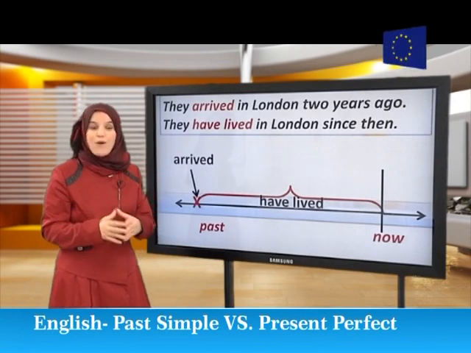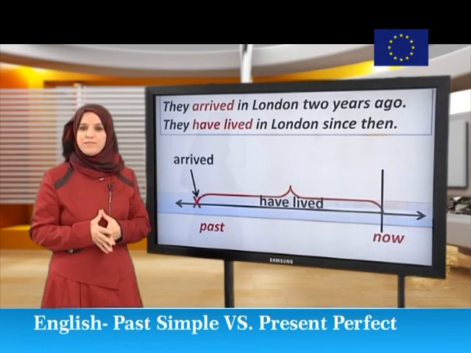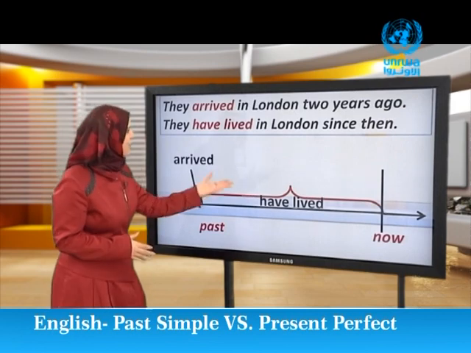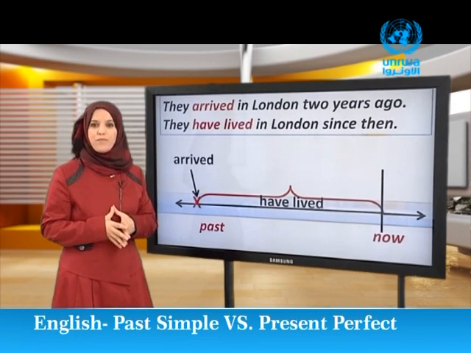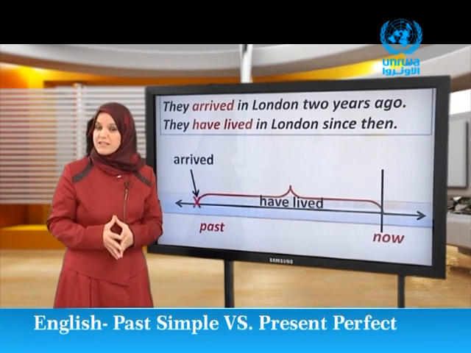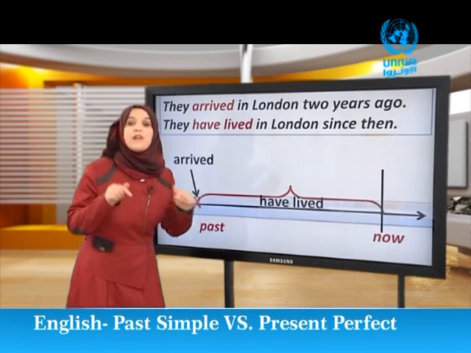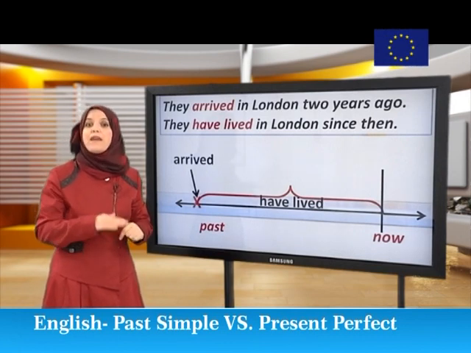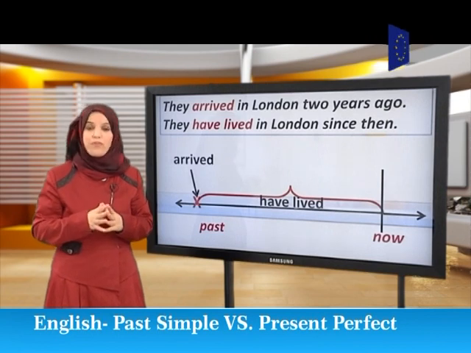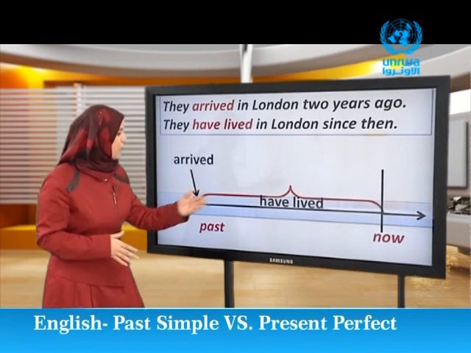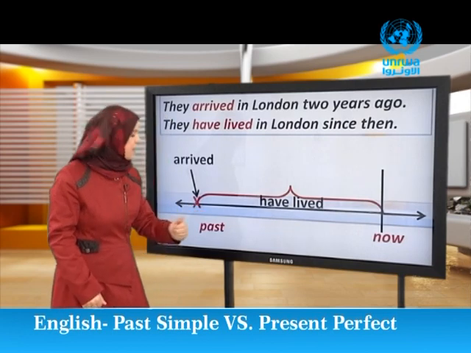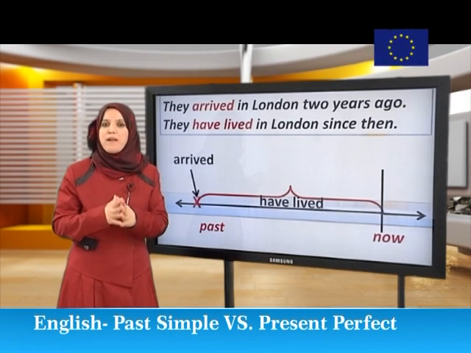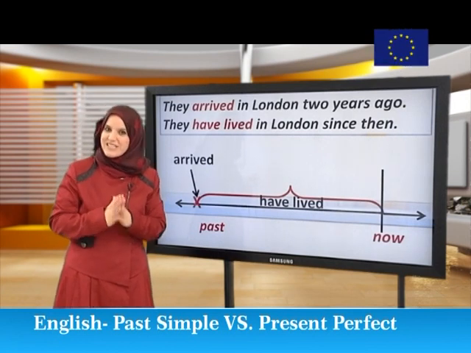Now, how is it connected with the past? The verb lived started in the past. It started 2 years ago. How is it connected with the present? The action is in progress now. They are living in London now, and they may continue to live in London for some time in the future. So, the verb have lived is connected with the past and the present, but arrive describes an action that began and ended in the past. So this is the difference.